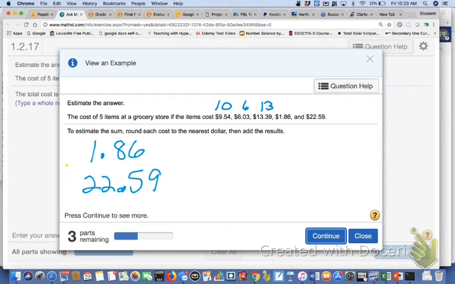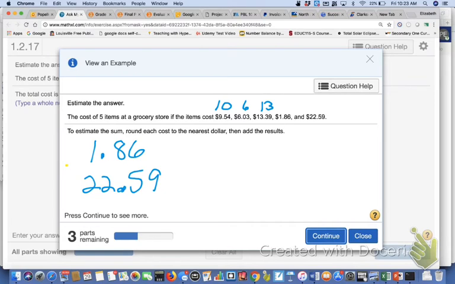What I'm going to suggest you do now is pause the video, look at the last two numbers in the practice problem, the $1.86 and the $22.59, and see if you can figure out how you would round them, and then unpause the video and check it yourself. Okay, I'm going to assume that you have paused the video and tried rounding $1.86 and $22.59 on your own. So now I'm going to give you the answer.